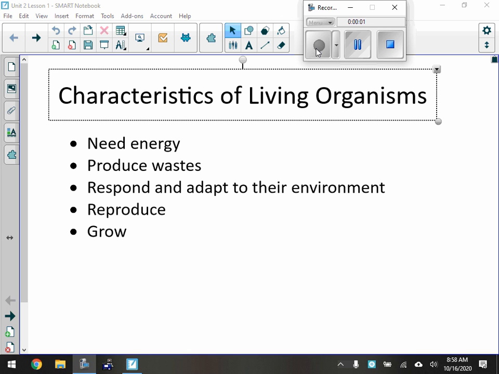Okay, we're not there yet, but just so you know, here are some characteristics of living organisms that we're going to be looking at. We need to talk about energy, produce wastes, respond and adapt to their environment, reproduce, and grow.